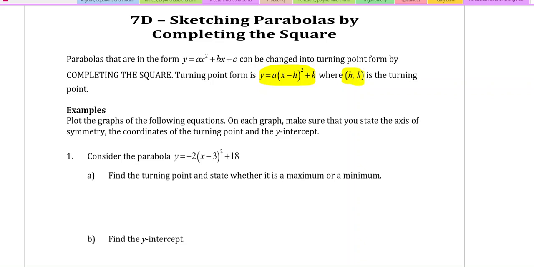However, most of the time, we have expanded equations, and if we want to know what the turning point is, we will need to complete the square. So this is what we are practicing today. So let's look at our examples.